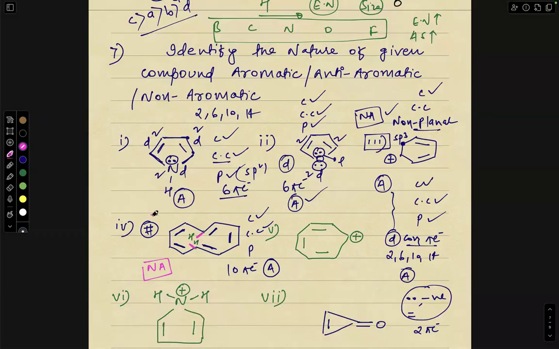This is an exceptional case in the book. Whenever hydrogens repel each other, it loses its planarity. Okay. So due to strain, this compound is non-planar and that's why it is non-aromatic. So this is a very, very important case. Make sense?